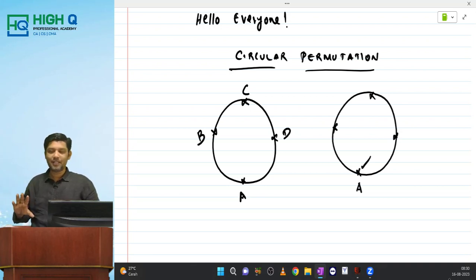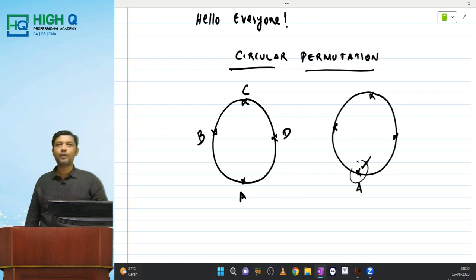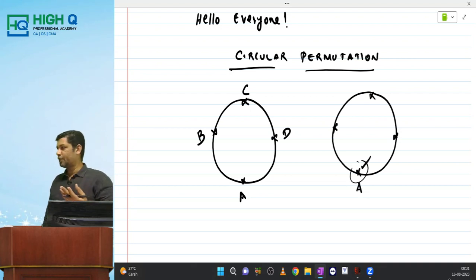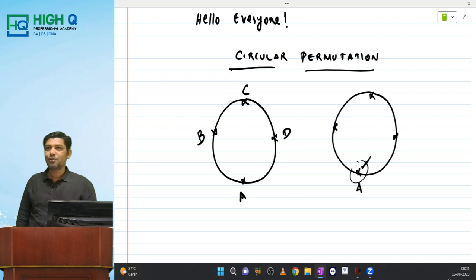You understand, my dear? One person, one place I am fixing. With respect to him, we are arranging the other people. So 4 people means 3 factorial ways. So n people means what? That is the formula for circular permutation. You understand why the circular permutation formula is n minus 1 factorial?